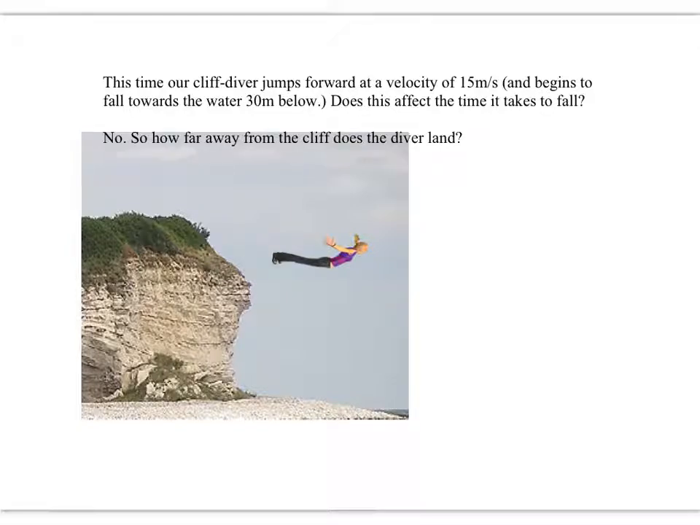Okay, so now we're going to add to our problem. This time we're going to have our cliff diver jump forward at a velocity of 15 meters per second. We're going to ask, does this affect the time for her to fall? No. The idea here is that she just jumps forward. She's going to jump from the cliff with some initial horizontal velocity, so I'm going to call that v_x.